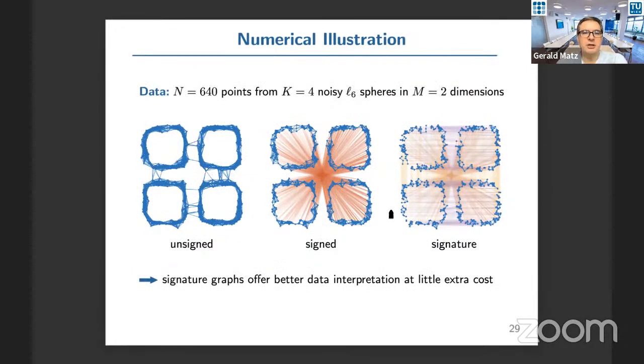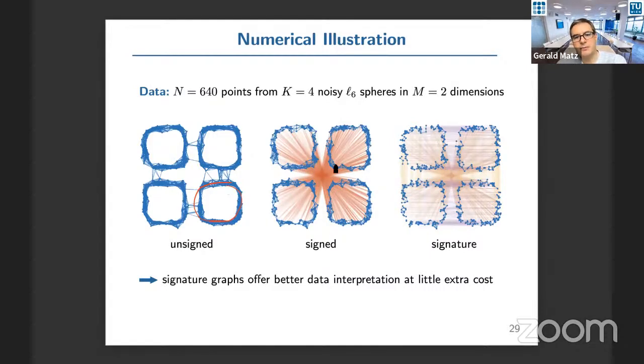This is an illustration of how this plays out. So it's pretty similar in terms of structure to the examples that I was showing before. These are 4 spheres, or L6 spheres actually. So if you think squares with rounded corners in 2-dimensional spaces with 640 points in total. And you see the unsigned graph works well in identifying similarity relations between the elements of the individual L6 spheres.